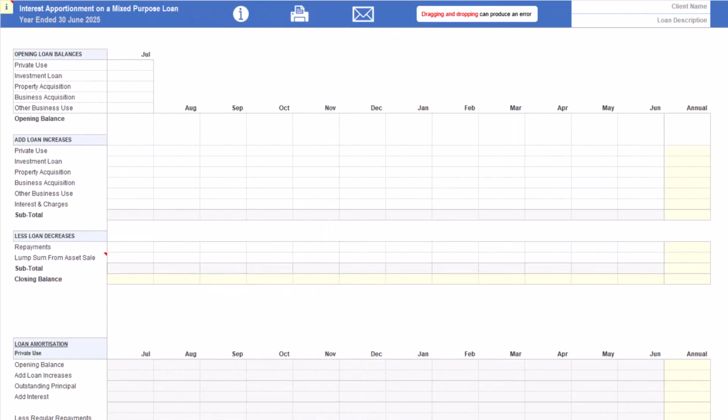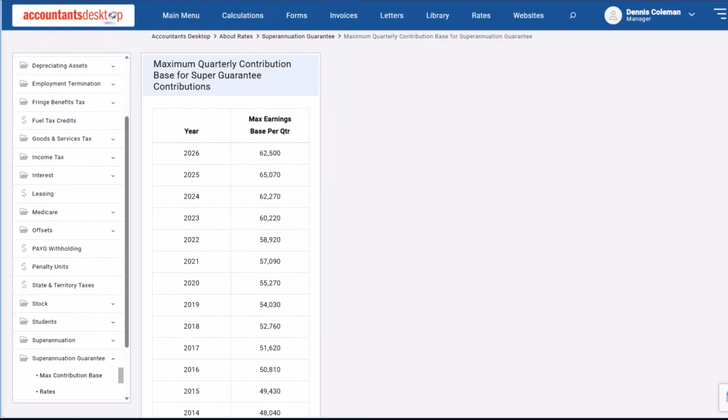Later, he prepares a return for his sister, who has used her line of credit to run her business and pay for personal expenses. Sam uses our mixed loan calculator to quickly apportion interest on the various components of that loan. He then receives a call from a client with several highly paid workers.